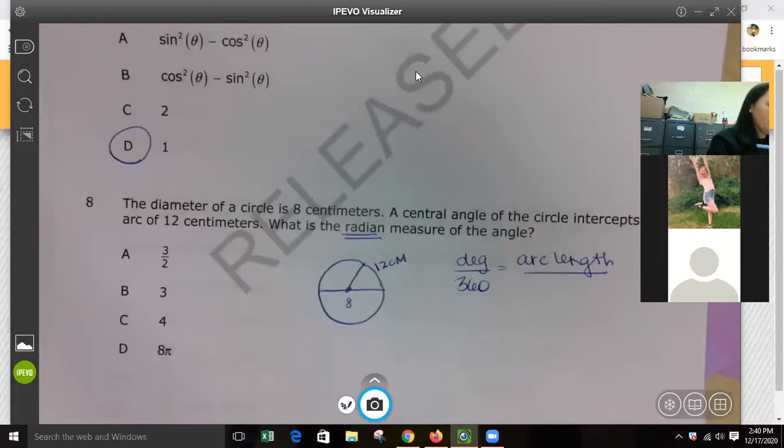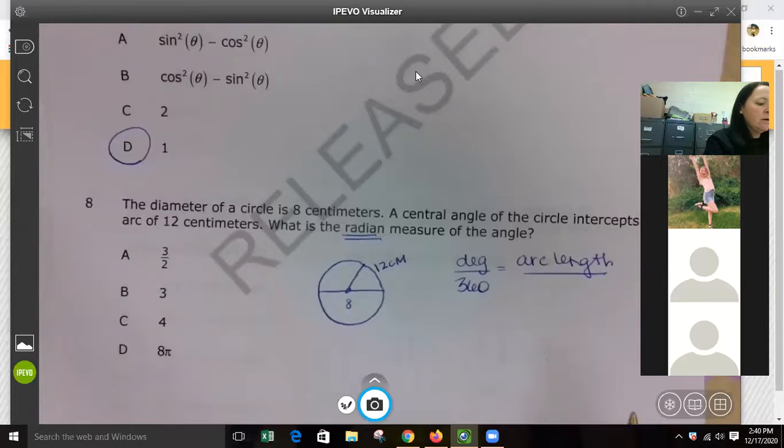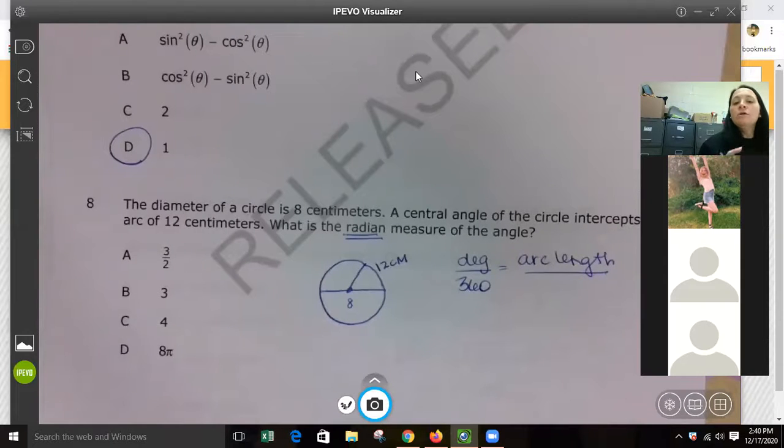12 over 360. What formula goes here? You guys remember? Pi r squared. Okay. So pi r squared is what formula? What is that for? What is pi r squared? The area of a circle.